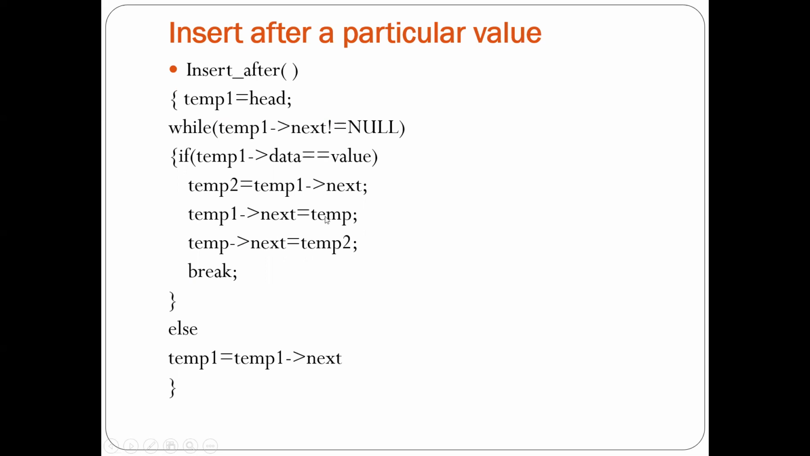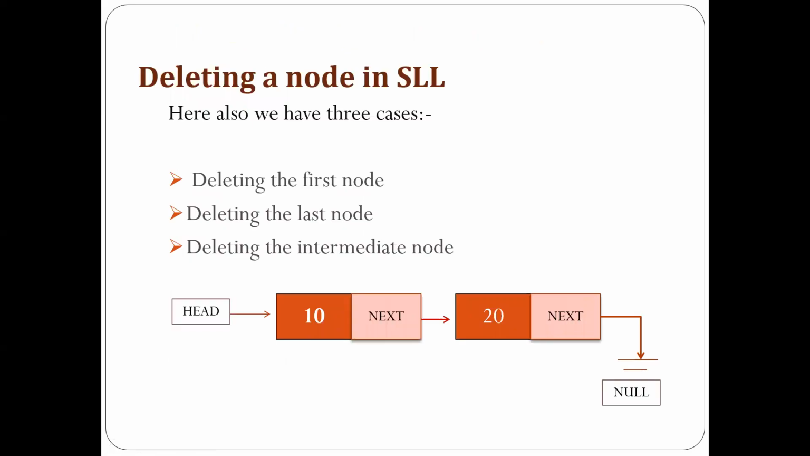And then temp1 next is equal to temp, and temp next is equal to temp2, which will establish these two links. One link is between 10 and 20 and another link is between 20 and 30. That's it. This is called insertion after a particular value. So you should know this code also. Based on these codes, they can ask you questions in your online examination.